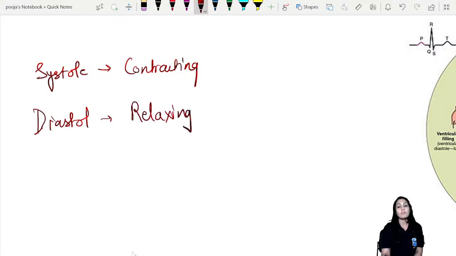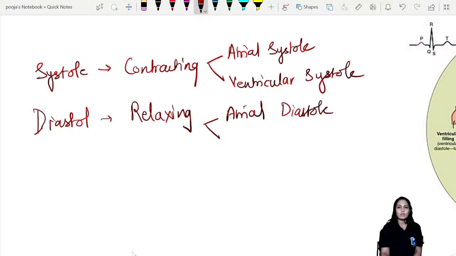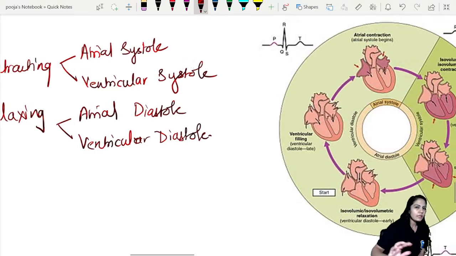Now, what do you mean by that something? If the atria are contracting or the ventricles are contracting, we call it atrial systole or ventricular systole. And if they are relaxing, we call it atrial diastole, and for the ventricles, ventricular diastole. Okay, so this is the terminology we are going to use.